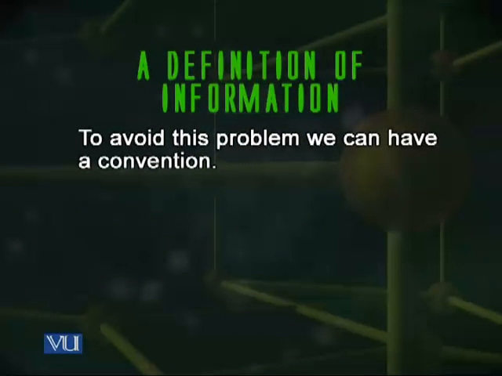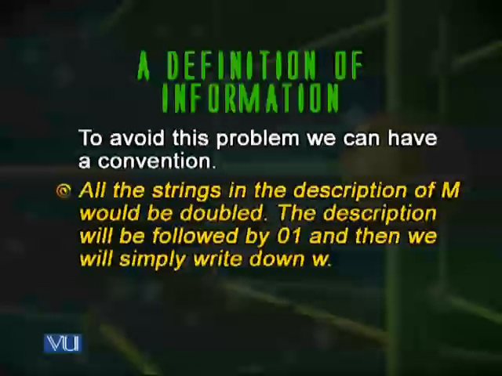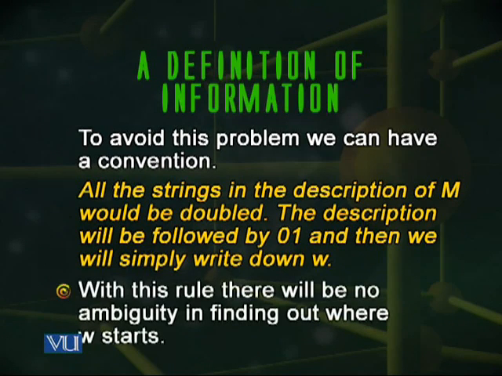So let's give this another try. To avoid this problem, we have a convention now. All the bits in the description of M would be doubled. The description will be followed by a 01, which is in some sense a stopper, which informs that the description of M has now ended, and then we can simply concatenate W. With this rule, there will be no ambiguity in finding out where W starts.